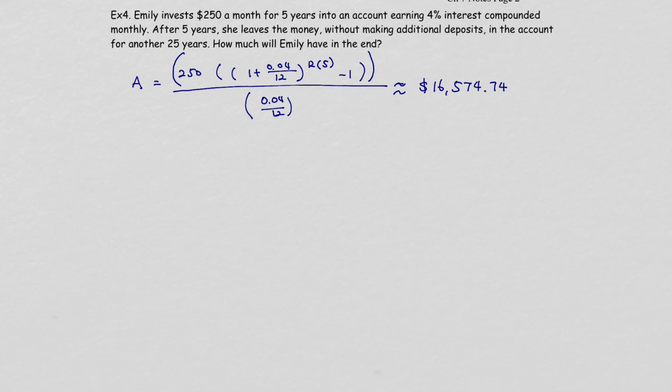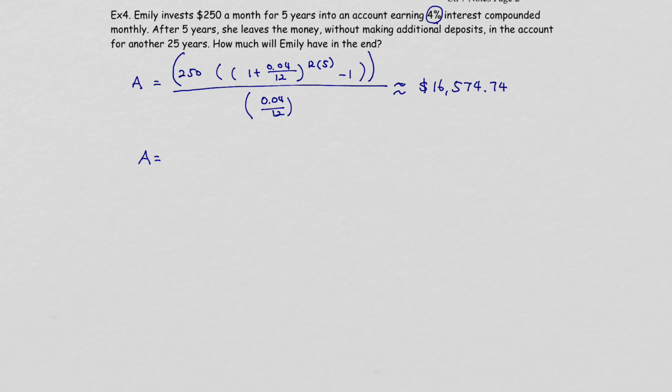And then with that money, you want to leave it in the account without making deposits. So it's the same account they're talking about, so it will be the same 4%, right? 4% and monthly. Even though you don't deposit, it's going to be monthly because it's the same account. But because you're not putting in 250 monthly, you're going to use this compound interest formula.